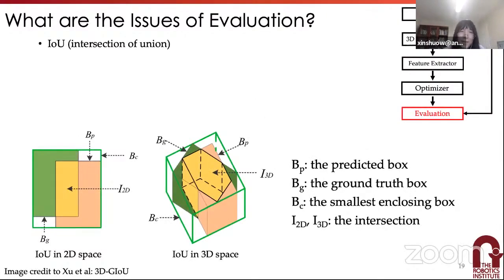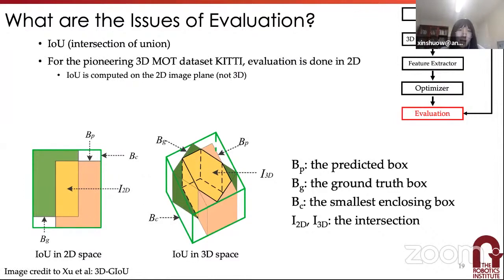Before answering that question, let's first look at one important concept, which is the intersection over union. The intersection over union is used to measure the accuracy of the predicted box with respect to the ground truth box. It can be measured either in 2D space by computing the area on the image plane, or in 3D space by computing the volume. Both 2D and 3D IOU are useful, but should be used in different cases.